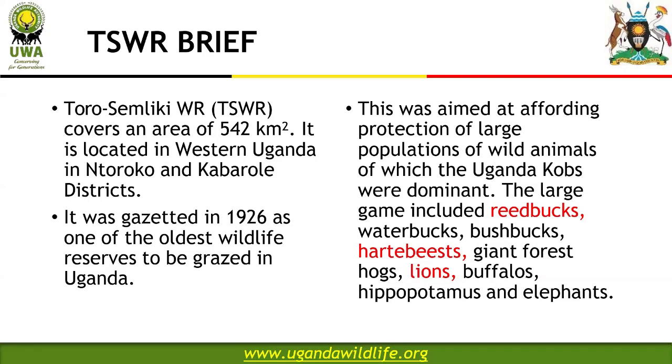Yes, I'm starting with Toro Wildlife Reserve, which is 552 square kilometers, and it is located in western Uganda. You will see it in the map, and it was gazetted in 1926 as the first wildlife reserve in Uganda, basically because of the large antelopes that we had, elephants, hippos, and lions. What you will see in the red, it means that those ones are no longer there. But the rest of what you see, we still have them in the reserve.